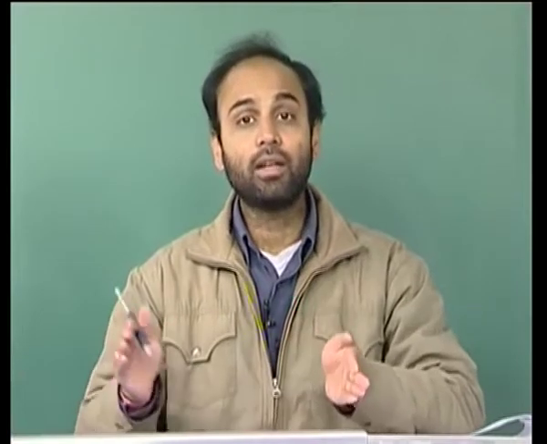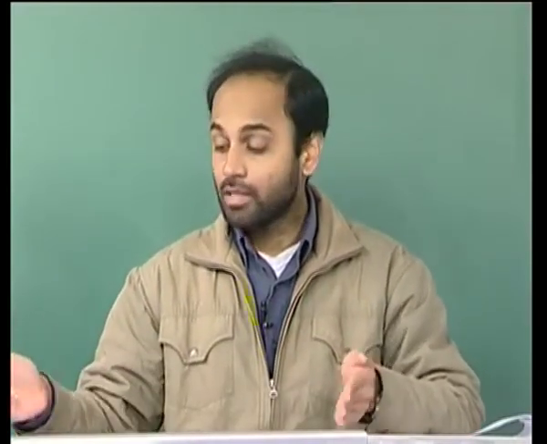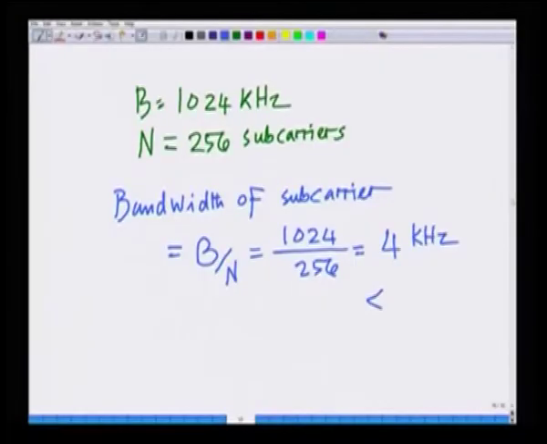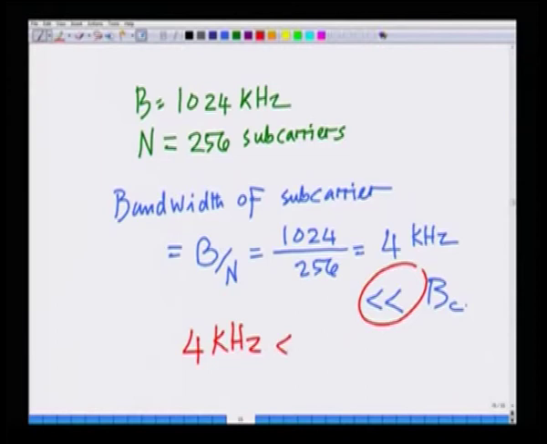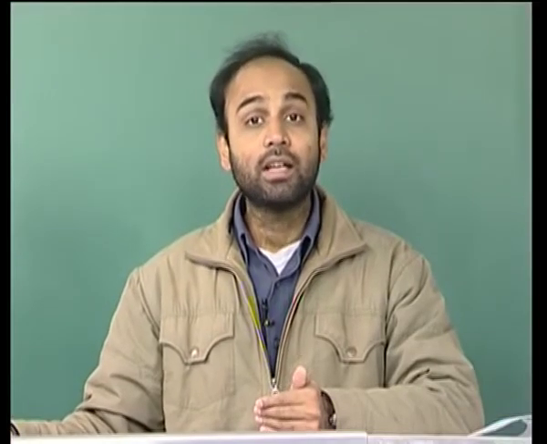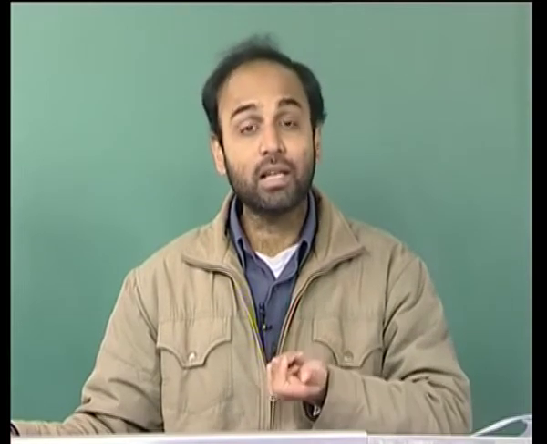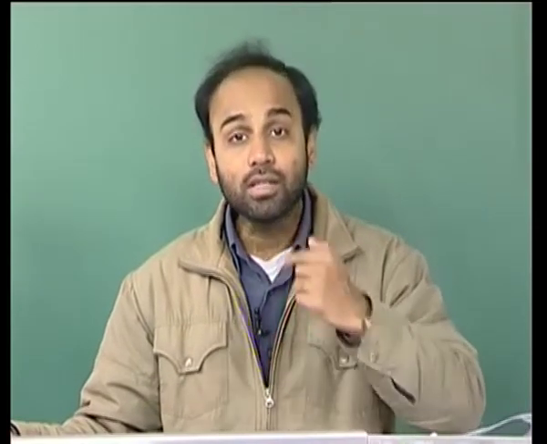So, look at the bandwidth of each subcarrier in this system. I have 256 subcarriers. I am dividing the net bandwidth amongst these narrow band subcarriers. The bandwidth of each subcarrier is 4 kilohertz, which is much less than the coherence bandwidth. This 4 kilohertz is significantly less than BC, which is approximately 200 to 300 kilohertz. Hence, each subcarrier experiences frequency flat fading. Remember, the bandwidth is much less than the coherence bandwidth. Hence, the fading is frequency flat and there is no intersymbol interference across the subcarrier.